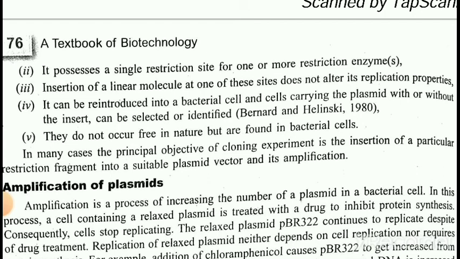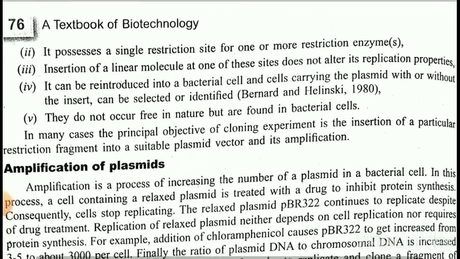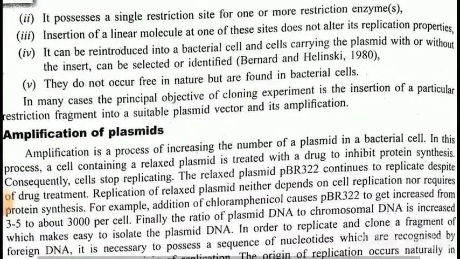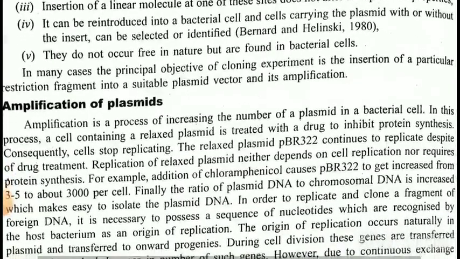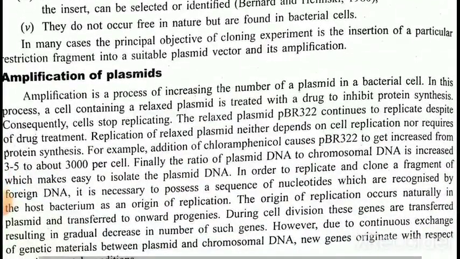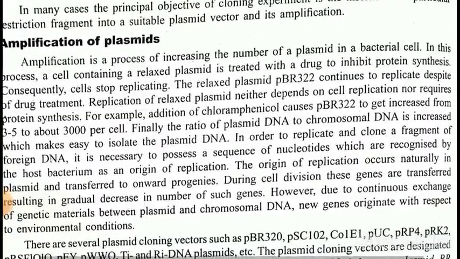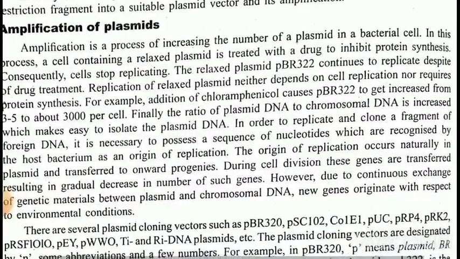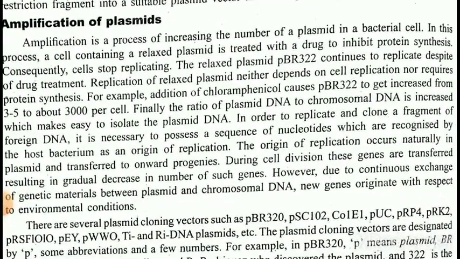In many cases, the principal objective of a cloning experiment is the insertion of a particular restriction fragment into a suitable plasmid vector and its amplification. Amplification of plasmids. Amplification is a process of increasing the number of a plasmid in a bacterial cell. In this process, a cell containing a relaxed plasmid is treated with a drug to inhibit protein synthesis. Consequently, cells stop replicating.